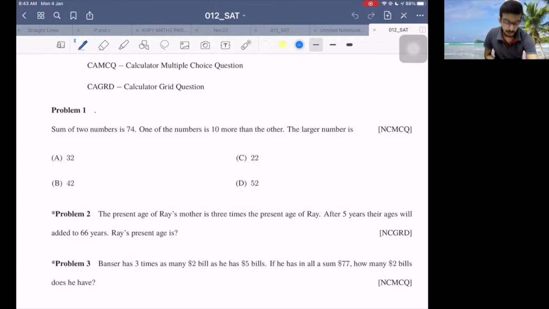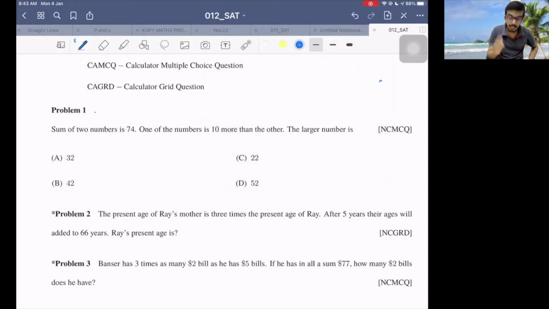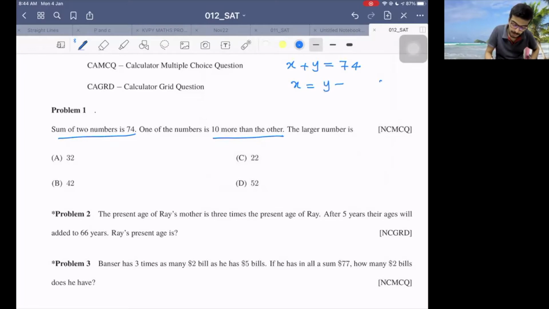Very good. See, what did I just say? There are two numbers, so you might want to choose them as x and y. x plus y is 74. One of the numbers is 10 more than the other. So let's say x is the bigger number. So x is y plus 10.